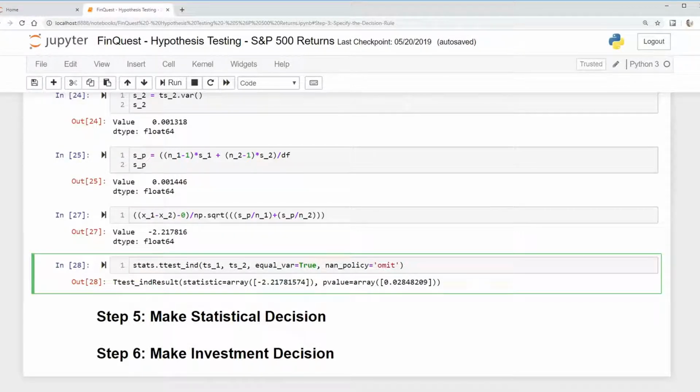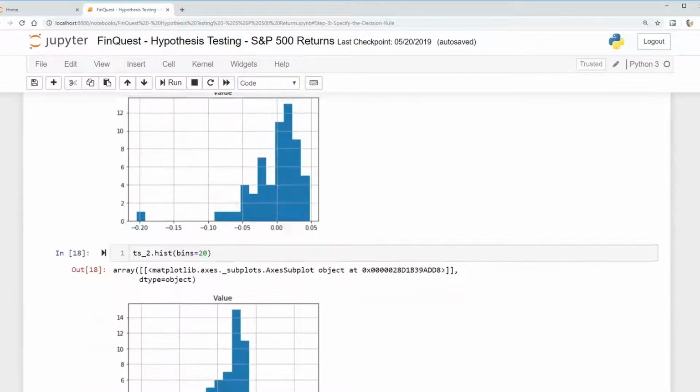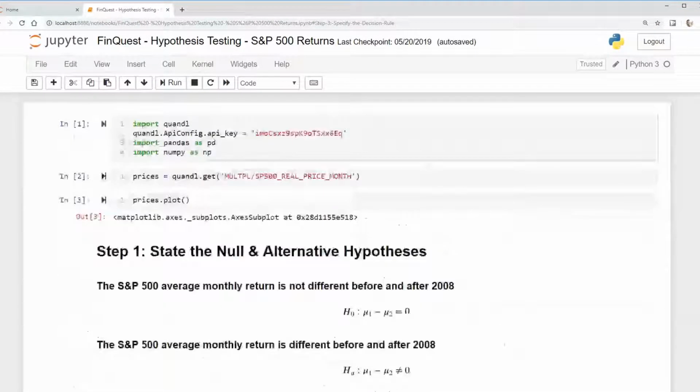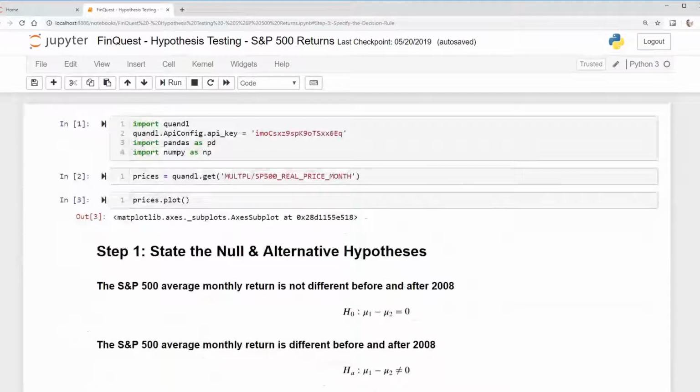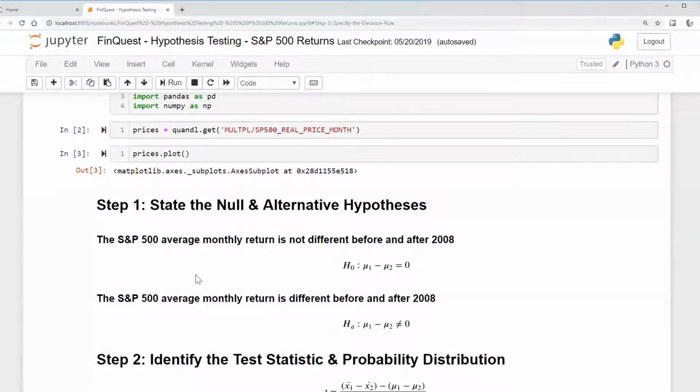Hey everyone, so let's summarize our entire hypothesis test from beginning to end. What have we done here? So first, remember we had to state our null and alternative hypothesis, and our null hypothesis is that the S&P 500 average monthly return is not different before and after 2008. An alternative, interesting hypothesis is that the S&P 500 average monthly return is different before and after 2008. Therefore, it is not equal to zero.